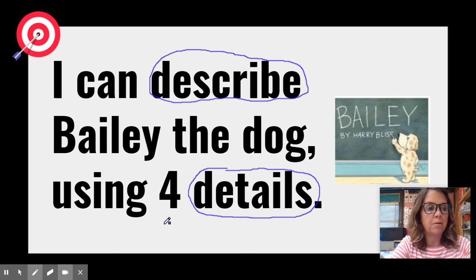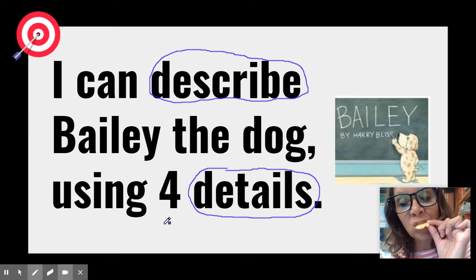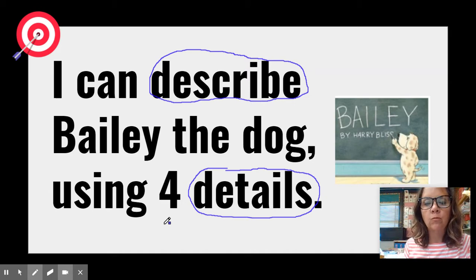So, for example, earlier today, I was munching on these cheddar Rice Crisps. If I was going to describe these cheddar Rice Crisps, I would say that they are round, they're light, they're cheesy. Listen. They're crunchy. So those would be some details that would describe a Rice Crisp.